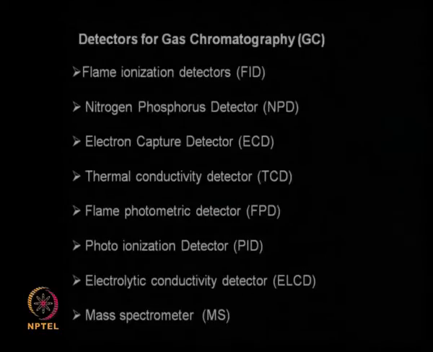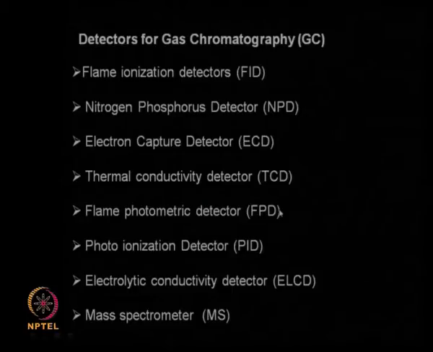If you go to a gas chromatograph, then again you have several other detectors. We have the flame ionization detectors, that is called the FID. We have nitrogen phosphorus detectors, we have electron capture detectors, thermal conductivity detectors. So, if a component flows and it changes or affects the thermal conductivity of your standard or the base material, you will get a response. Flame photometric detector, photoionization detector, electrolytic conductivity detector, mass spectrometry detector.